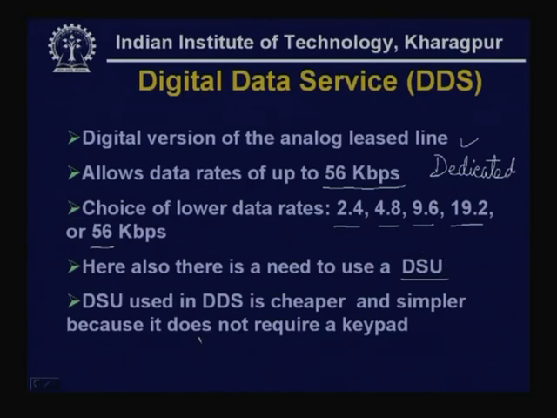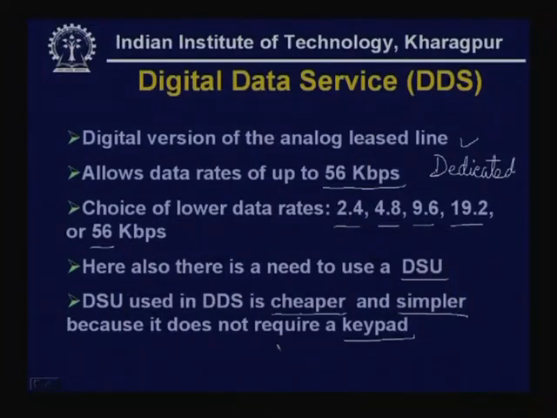However, in this case the DSU that is being used is cheaper and simpler. Why? Because you do not require a keypad. In the previous case, the switch 56 service, there was a need for a keypad so that a number can be dialed. You can press the keys so that a number can be dialed, but here it is a lease service. So, already a permanent link is there. There is no need for dialing a number. So, the DSU is simpler and cheaper because it does not require a keypad.